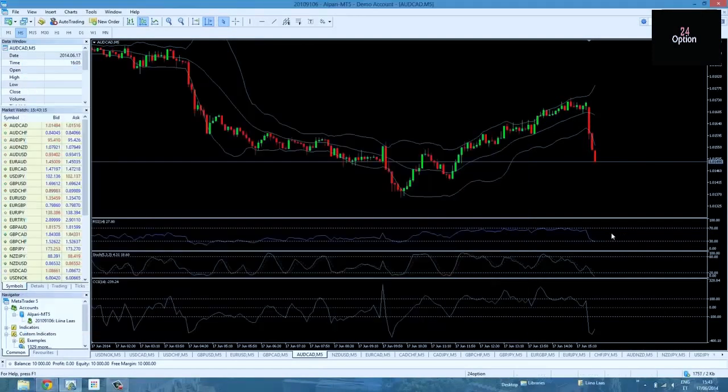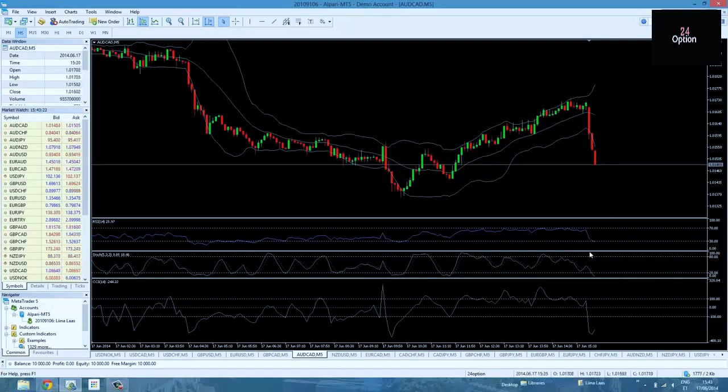Okay, so I've got a good looking trade coming up here. This is the Australian dollar against the Canadian dollar. RSI is at 27.26. CCI is quite low as well, minus 244. Stochastic not indicating anything quite yet. There is quite a lot of movement here.